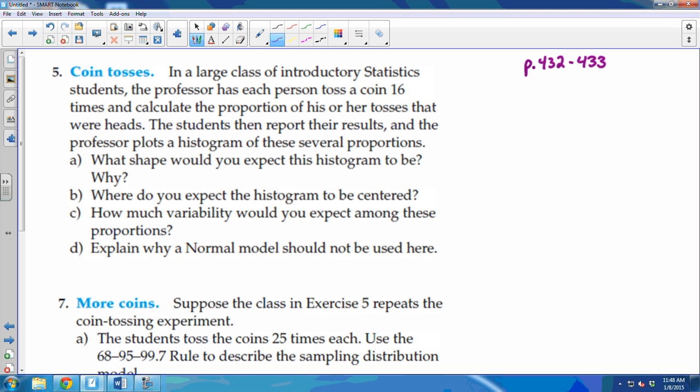It says, in a large class of introductory statistics students, the professor has each person toss a coin 16 times and calculate the proportion of his or her tosses that were heads. Easy enough. The students then report their results, and the professor plots a histogram of these several proportions. So just like you did yesterday, but with coins instead of M&Ms. All right? Everyone does it, and they put it all together in a model. Part A, what shape would you expect this histogram to be, and why? So an important question there is to think about the probability of getting heads when you flip a coin.